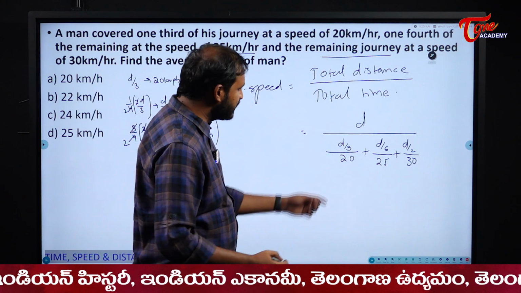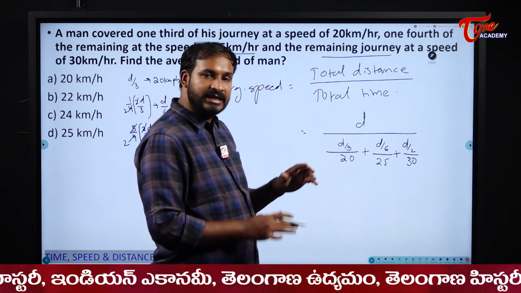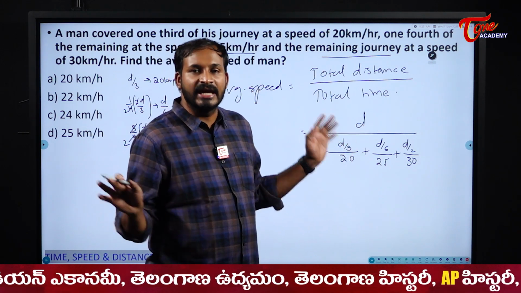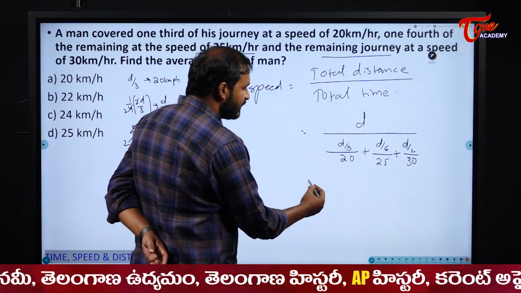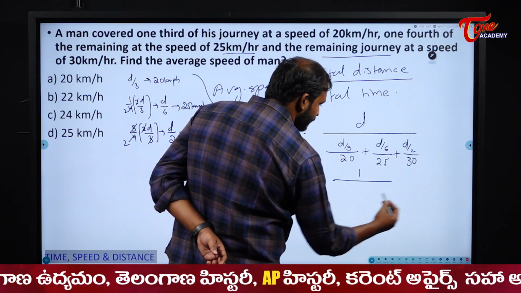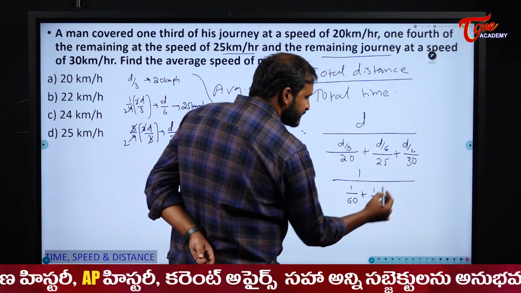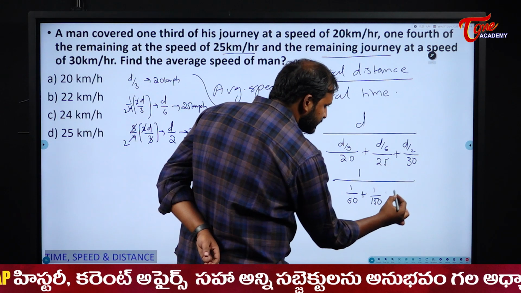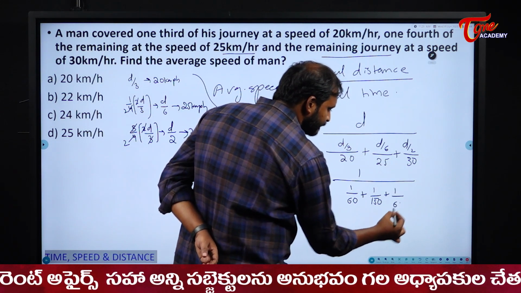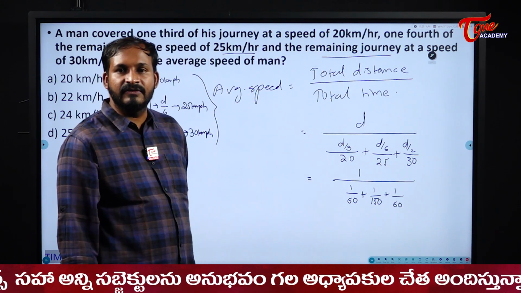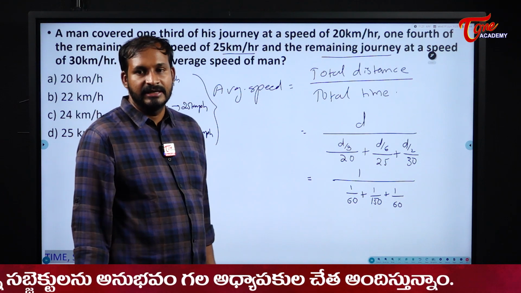30 kmph. Now, see here students. I can take d here and d here common and all the d's will get cancelled. So, at last what I will be left with, please observe carefully, 1 by 60 plus 1 by 6 into 25, 150 plus 1 by 60. What is the LCM of 60 and 150 students? It is 300.